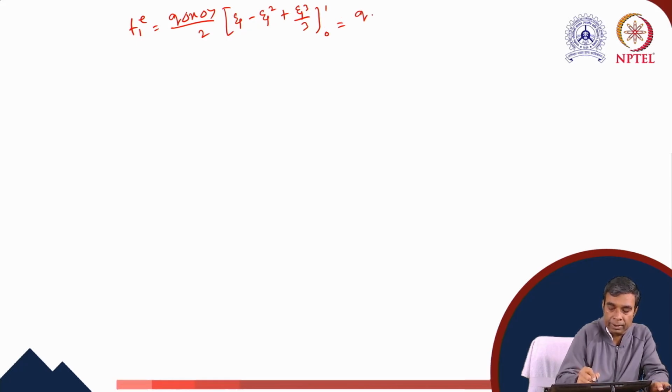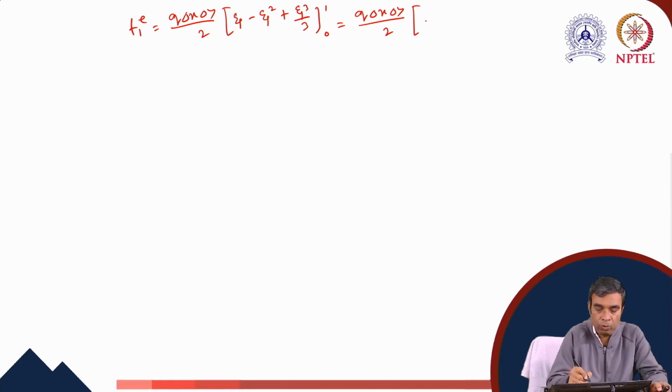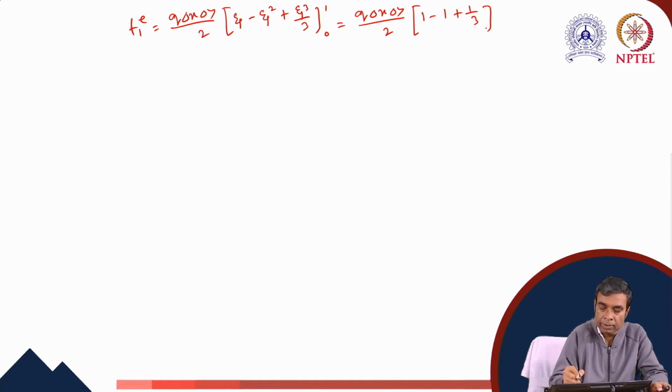This gives us Q into del x del y by 2. Here xi was varying from 0 to 1. So 1 minus 1 plus 1/3. So this gives us Q delta x delta y by 6.